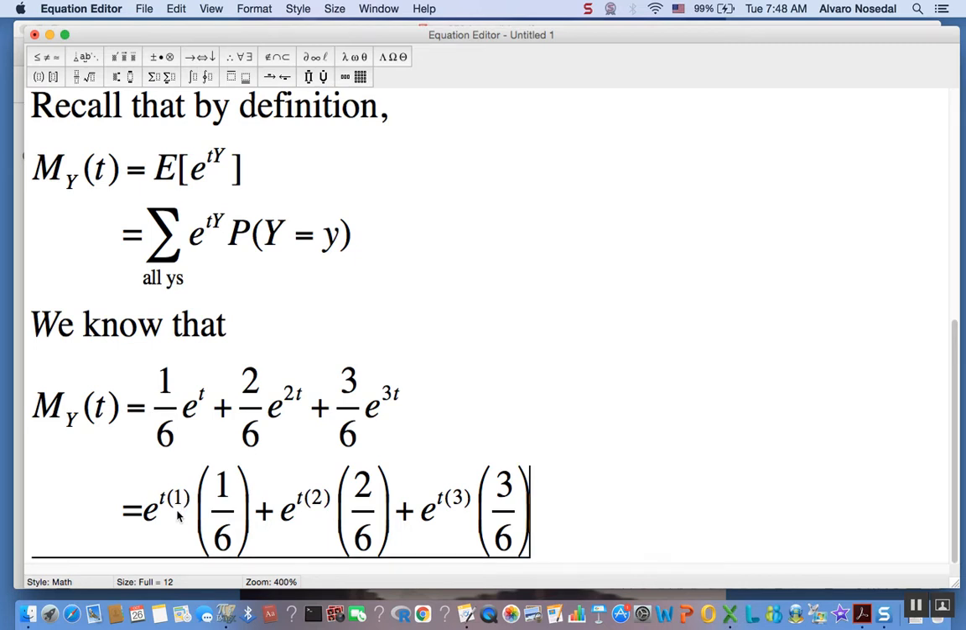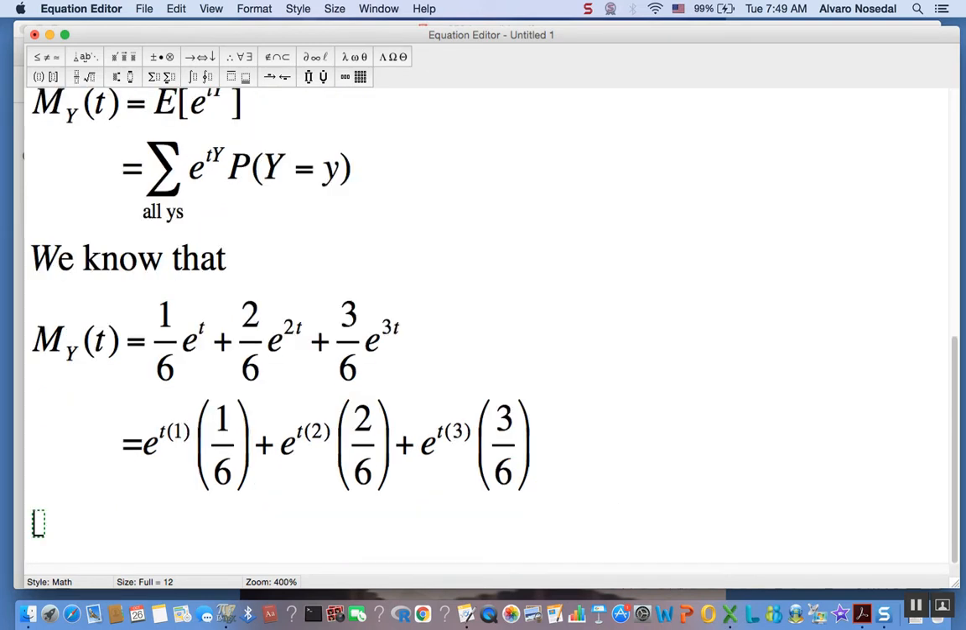List of possible values for y: 1, 2, and 3. Corresponding probabilities: the probability of y being equal to 1 is 1 over 6, the probability of y being equal to 2 is 2 over 6, and the probability of y being equal to 3 is 3 over 6. The list of possible values along with its probabilities gives you the probability distribution. So let's write that down.